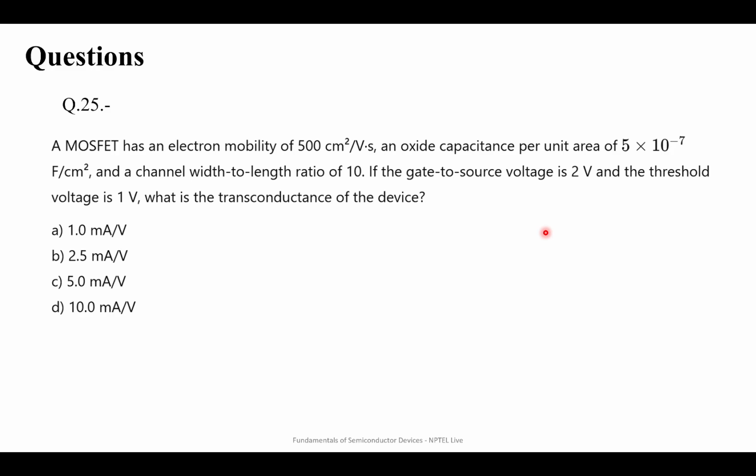Now a numerical. A MOSFET has an electron mobility of 500 centimeter square per volt second, an oxide capacitance Cox of 5 times 10 to the minus 7 farad per centimeter square. Channel width to length ratio is 10. VGS is 2 volts and VT is 1 volt. What is the transconductance of the device? 1 milliampere per volt, 2.5 milliampere per volt, 5 milliampere per volt, 10 milliampere per volt.